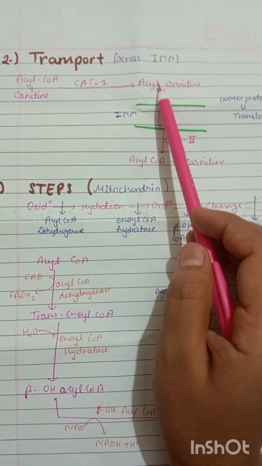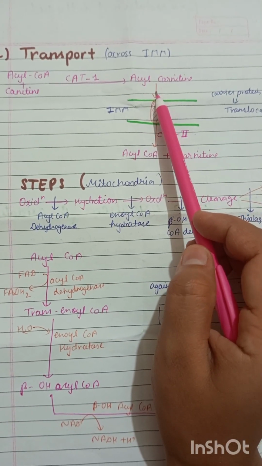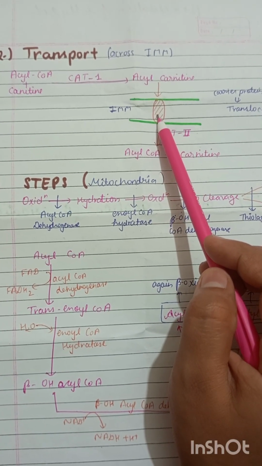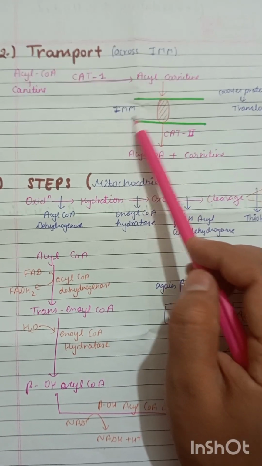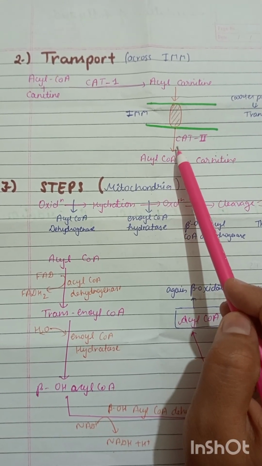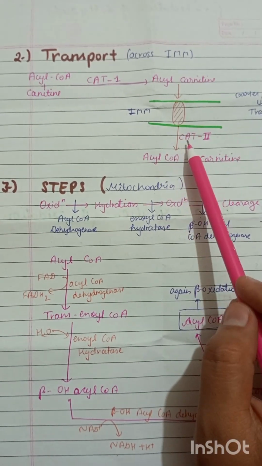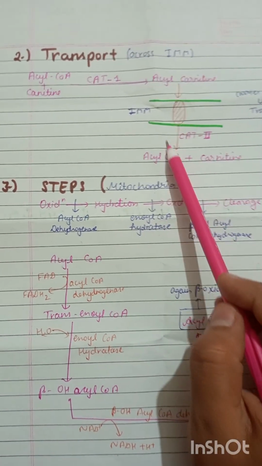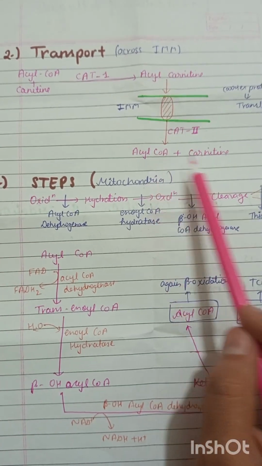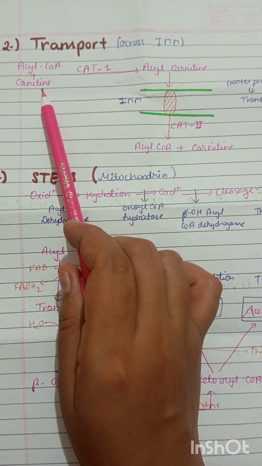form an acyl carnitine molecule, and then the acyl carnitine molecule requires a carrier protein known as translocase in the inner mitochondrial membrane to transport across the membrane and come into the matrix. And in the matrix, the CAT2 enzyme is present that converts this acyl carnitine into acyl coenzyme A and carnitine, again the start molecule.